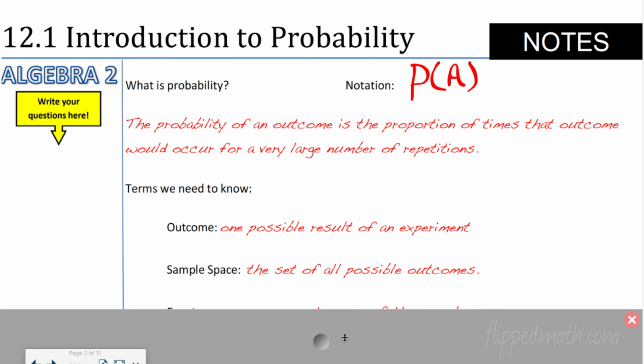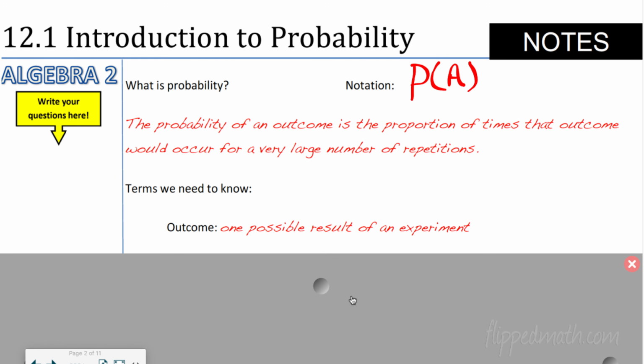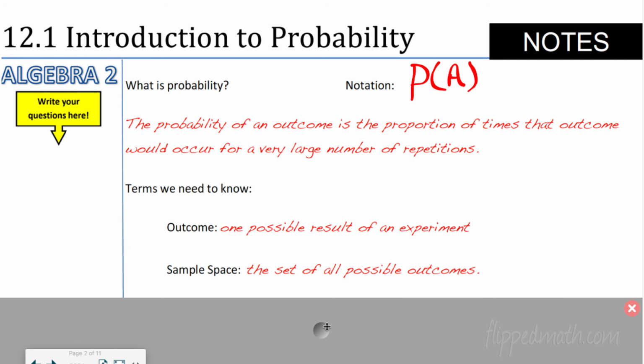Okay? Terms we need to know. An outcome. An outcome is one possible result of an experiment. Now, an experiment is something you do to see what is the outcome. We're going to flip a coin. We're going to spin a spinner or maybe play a game and see what happens there. That is an outcome.